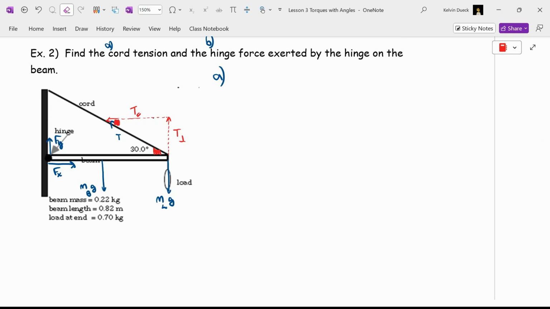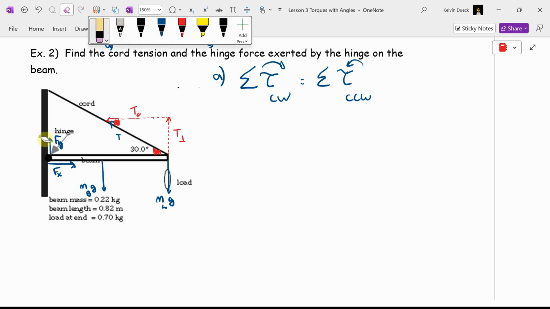So what we said last day was we can say the sum of all the clockwise torques, and I draw an arrow like that, has to equal the sum of all the counterclockwise torques, arrow in the opposite direction. Clockwise, if that's the pivot, is in this direction. Davin, which force or forces would cause this beam to spin clockwise if they could?